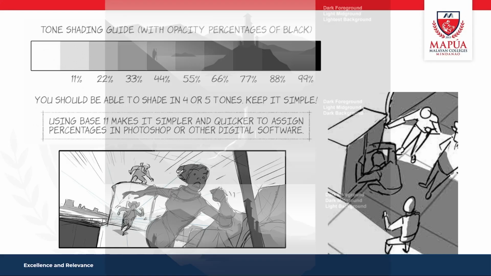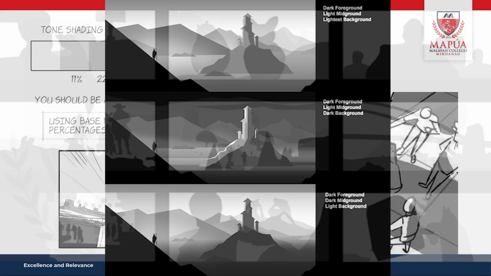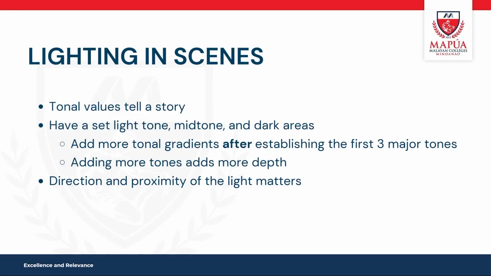So this composition actually establishes the foreground, midground, and background. And this is very important. This allows your setting or your animation to not be a flat image. We have to imply depth. So the direction and proximity of your light also matters.